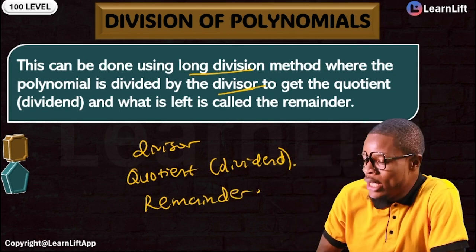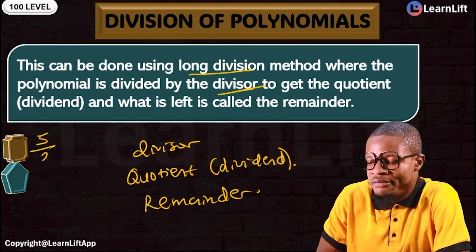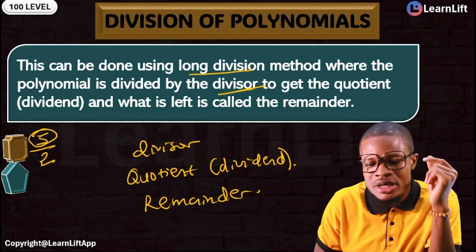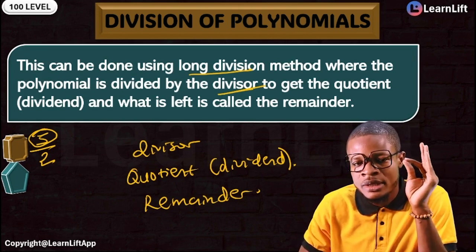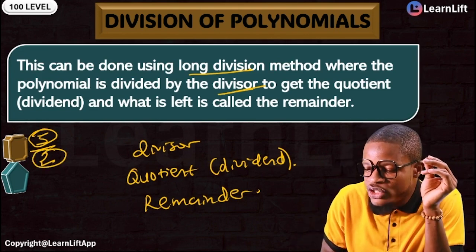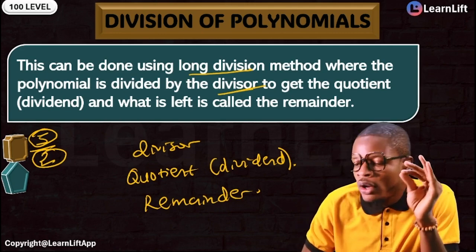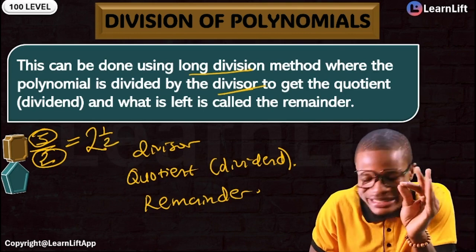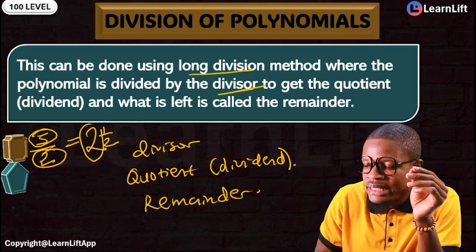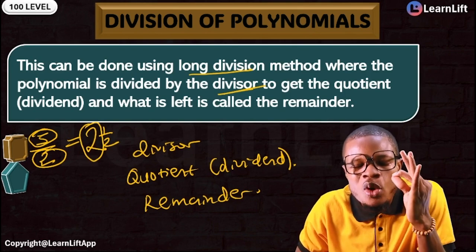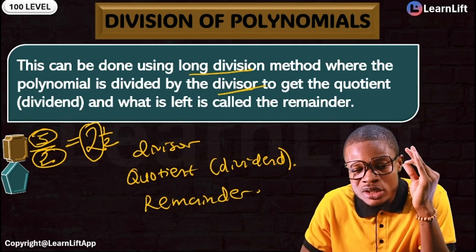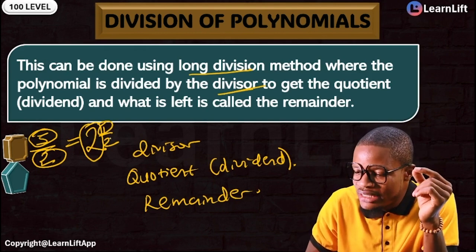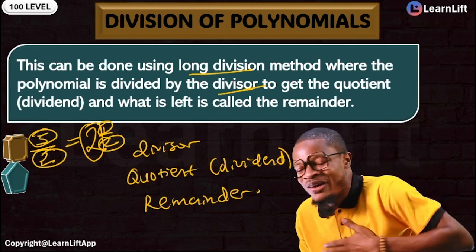Now let me say, for example, they give you 5 divided by 2. This 5 here is more like the polynomial. The 2 here is the divisor. If you divide 5 by 2, what will be the answer? 2 whole number, 1 over 2, right? This 2 you have gotten here is called the quotient or the dividend. The 1 there is the remainder. And this 2 here is the divisor.